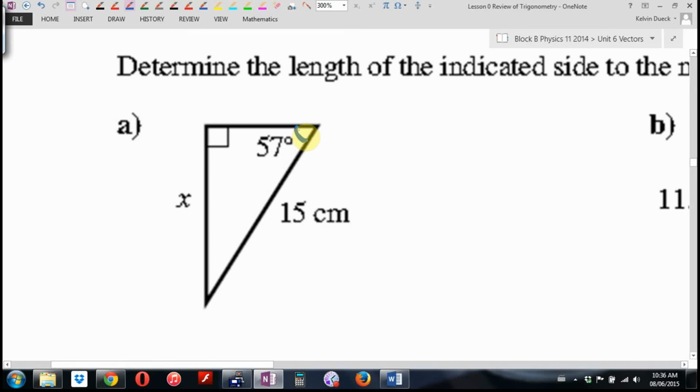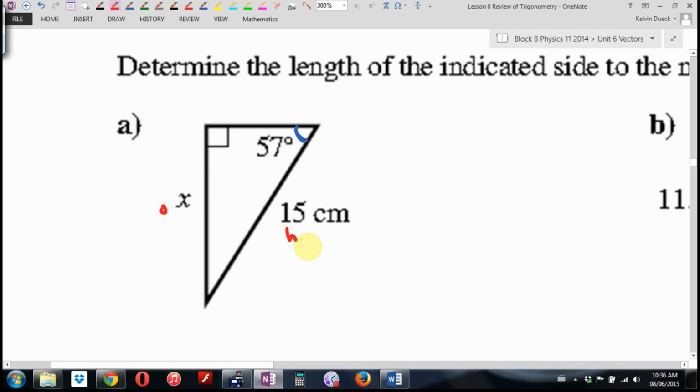And then I label the sides. I do not label all three. And I know many teachers teach you to do that. I think that's more work and more confusing. I'll show you what I mean. That x, opposite, adjacent, or hypotenuse? Put a little O there. That 15, adjacent or hypotenuse? Put an H there.